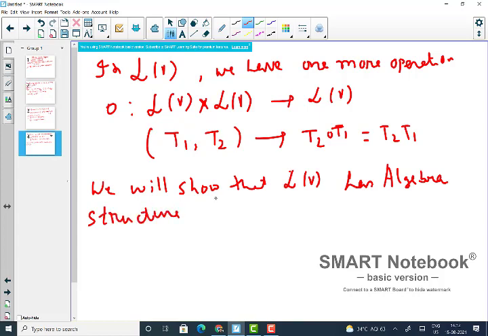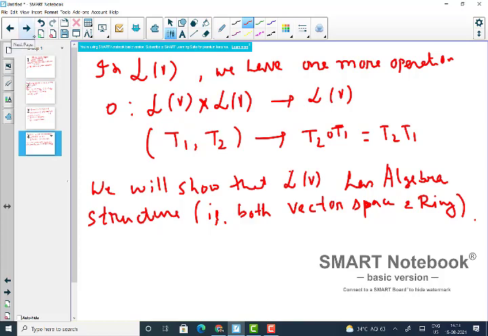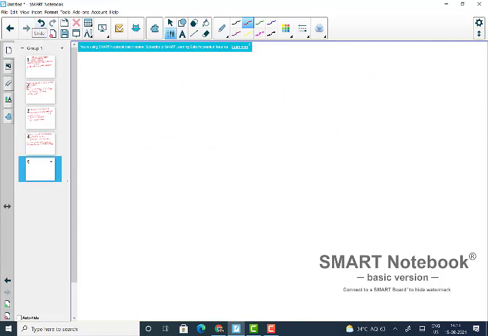So what does that mean? That means this is both a vector space and a ring. I hope you have learned what a ring is in your undergraduate studies in group theory and algebra. Okay, I'm assuming that you know that. But if you don't, then we can discuss it in our live classes next week. And this theorem will tell you that.